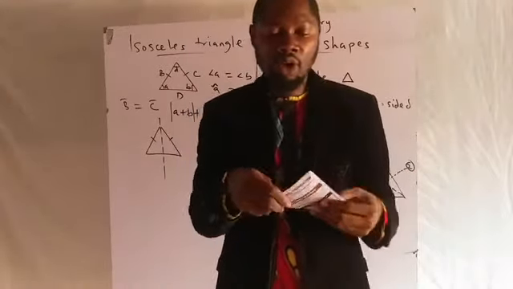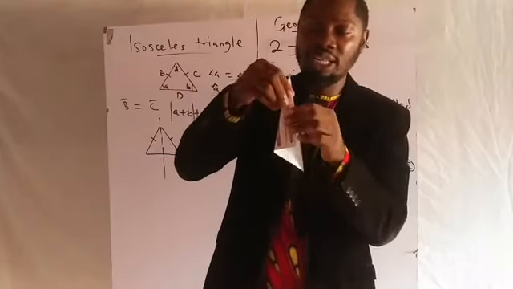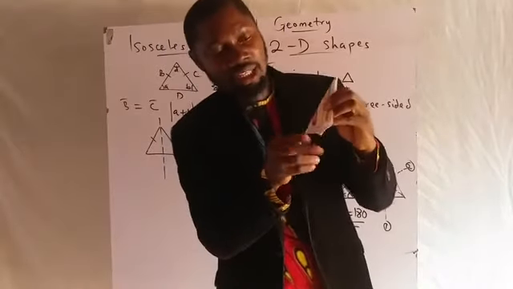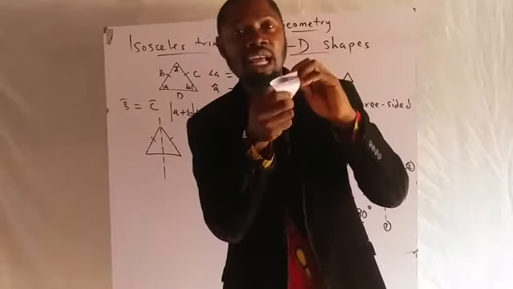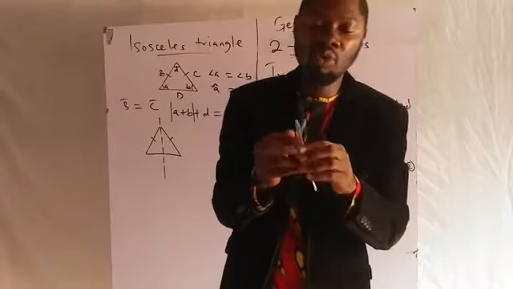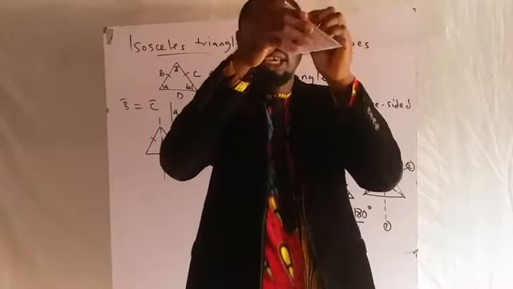If you try the other corner, it will still not give you the same result. Look at the space provided. I still have space left out in this form, which means an isosceles triangle has only one line of symmetry. Only one line of symmetry. Can you see it? Good.